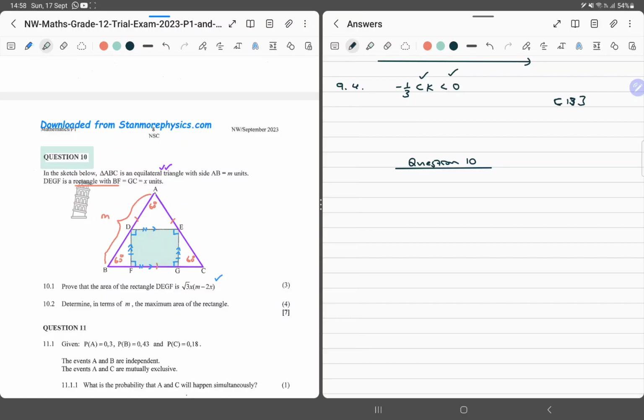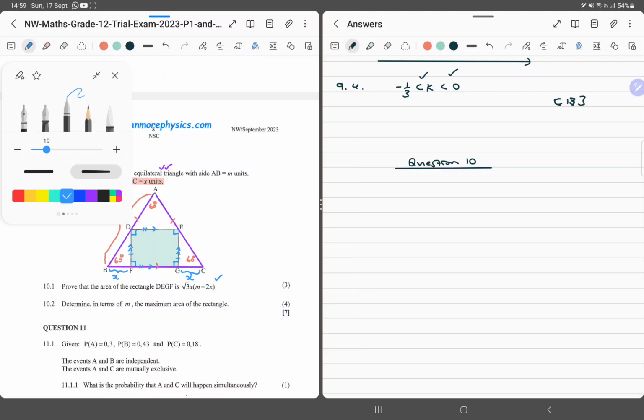Yeah, I forgot. They gave us extra information here. That BF is equal to GC and it's equal to X units. So BF, this distance here, is X. And it is also equal to this one here, which is going to be X. Okay. So this is good. This is good because we're going to work our magic just right, just right. Essentially, this says we need to find this distance right here.